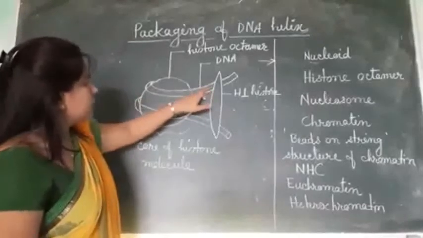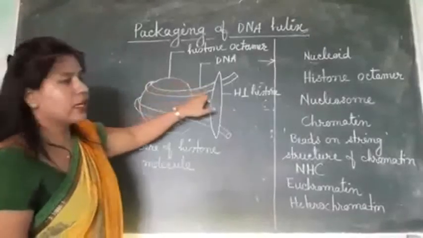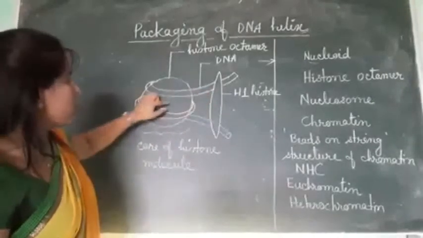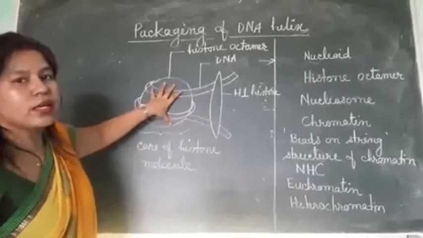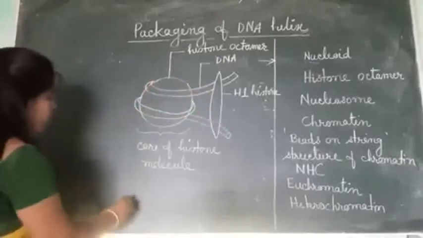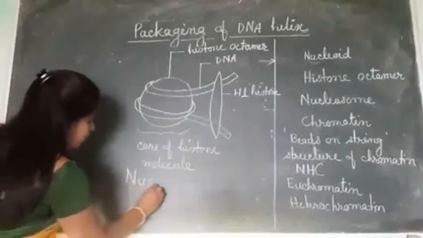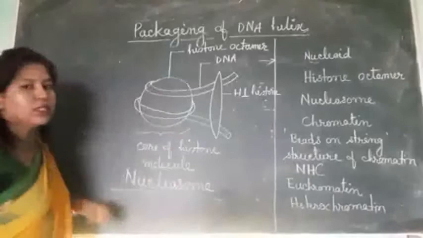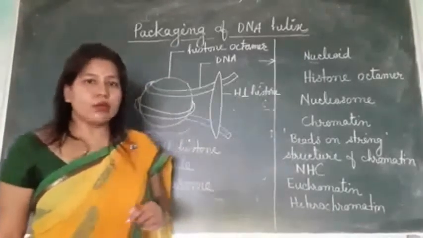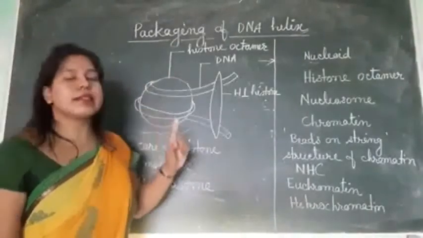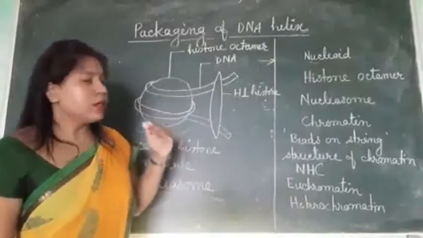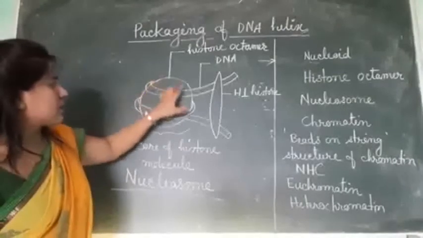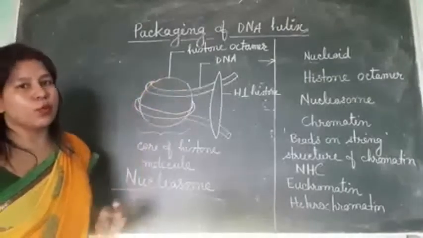Now, when in eukaryotic nucleus, the negatively charged DNA is wrapped around a positively charged histone octamer, it forms a structure, and this whole structure is called nucleosome. This is nucleosome. So what is nucleosome? In eukaryotic nucleus, the negatively charged DNA is wrapped around the positively charged basic protein unit histone octamer to form a structure which is known as nucleosome.